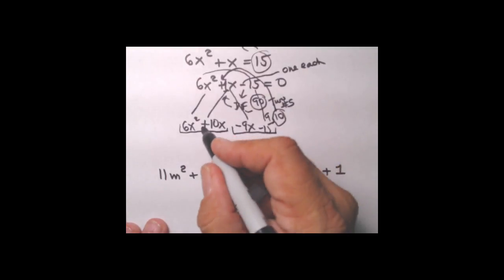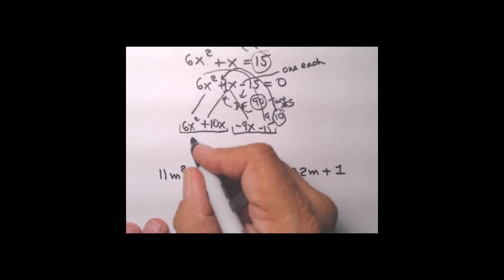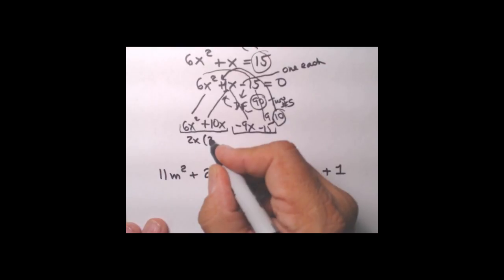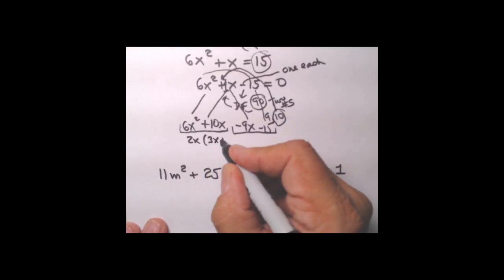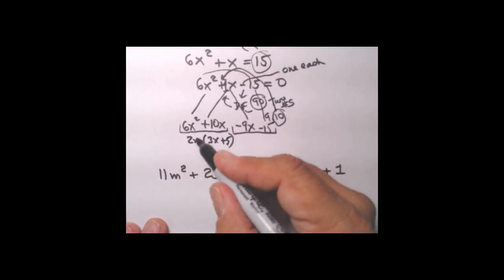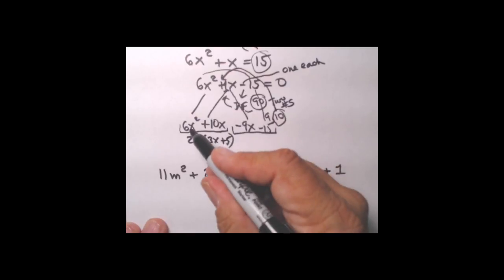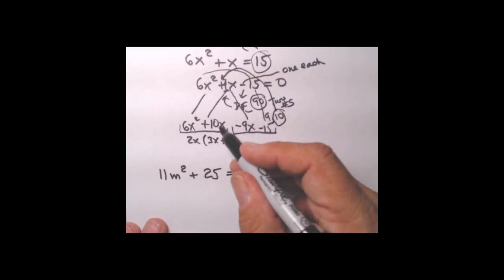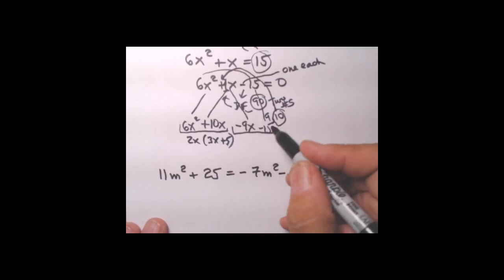Well, let's see. I can factor out an x, and looks like there's a 2 common. So 2x times 3x plus 5. Let's double check this. 2x times 3x gives me 6x squared. 2x times plus 5 gives me plus 10x. Okay. What do we got here?